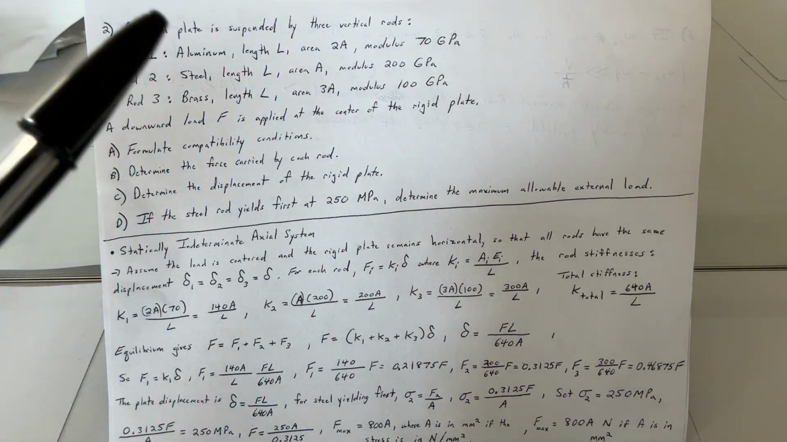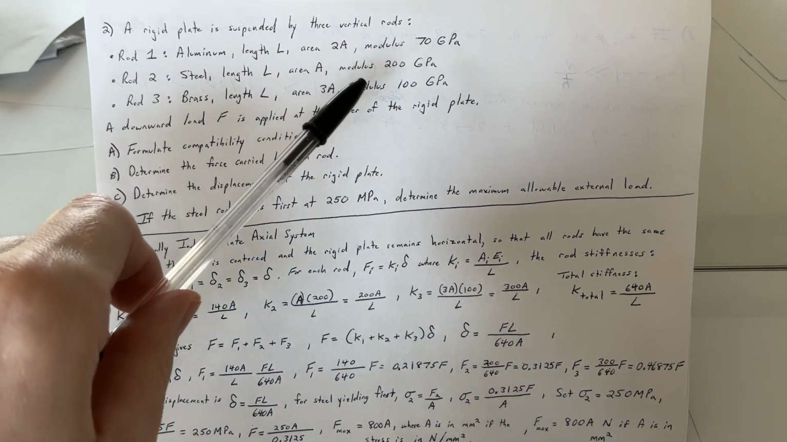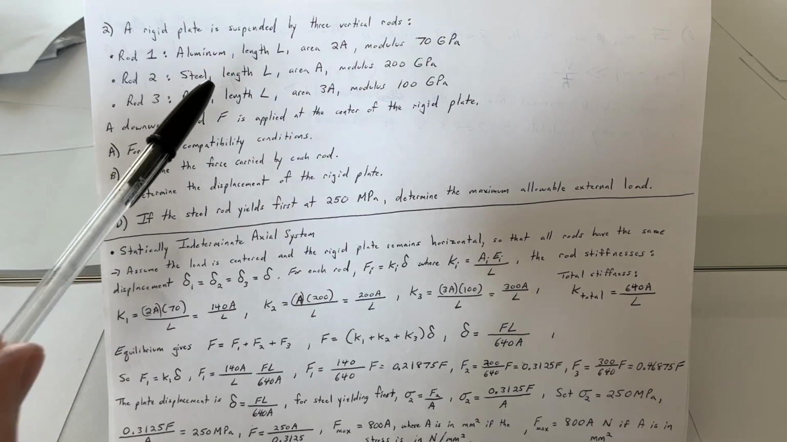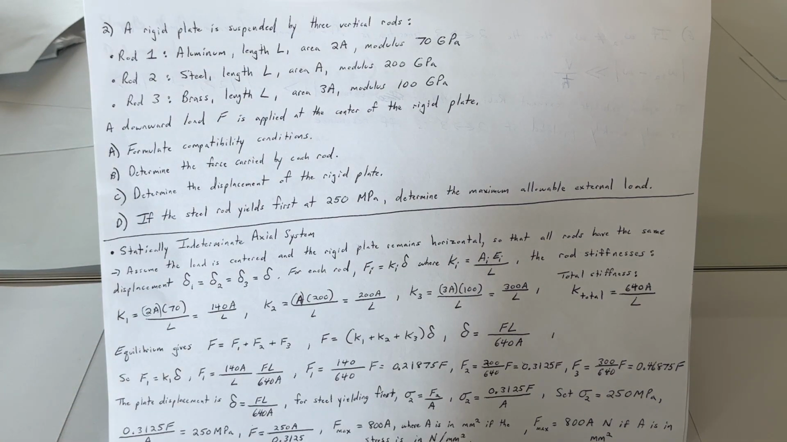Okay, so number 2, a rigid plate is suspended by 3 vertical rods. Rod 1 is aluminum, length L, area 2A, modulus 70 GPa. Rod 2 is steel, length L, area A, modulus 200 GPa. Rod 3, brass, length L, area 3A, modulus 100 GPa. So it says here a downward load F is applied at the center of the rigid plate.